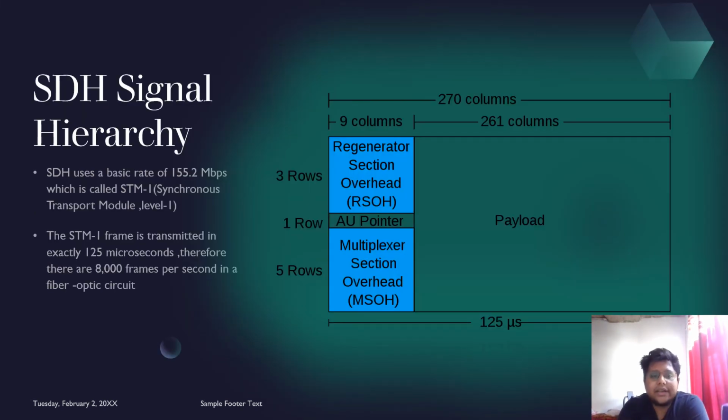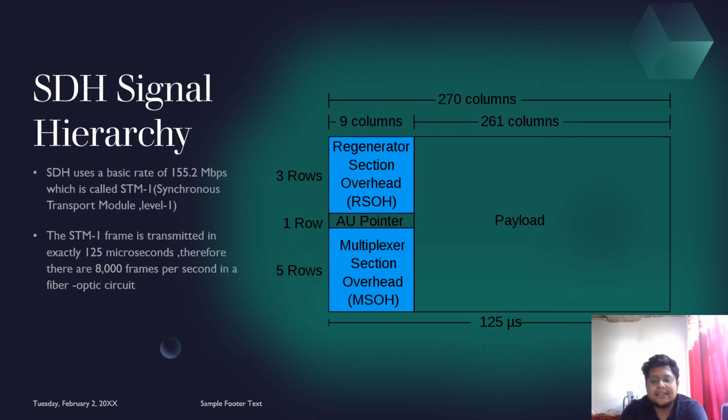If we want to look into the signal hierarchy that SDH produces, the basic rate is 155.52 Mbps, which is called STM1. There are various STMs: STM1, STM4, STM16, STM32. The thing discussed here is STM1, which means synchronous transport module level 1. There are various levels that define the various data frame speeds on which a network works.